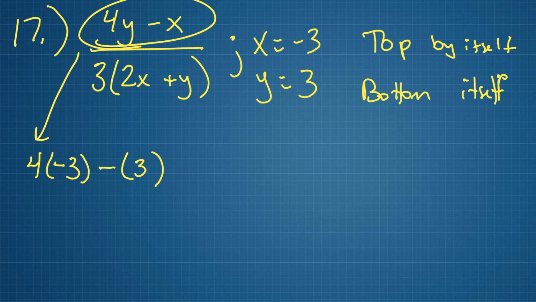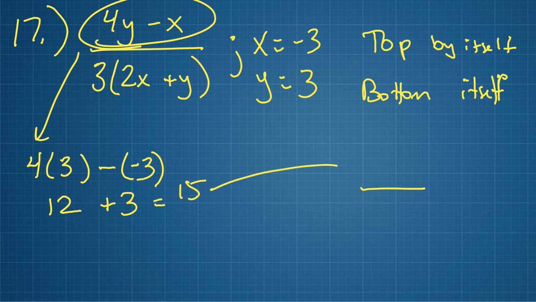Oh, it's 4y minus x. Yeah, I almost made a mistake there. So it's 4 times 3 minus negative 3. 4 times 3 is 12. Minus and minus is plus, so it's plus 3. So my top is just that, 15 is my top. Positive 15. Now I'm going to do the bottom.